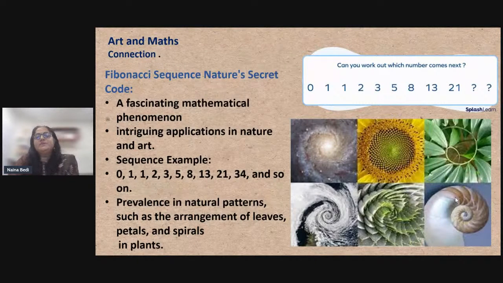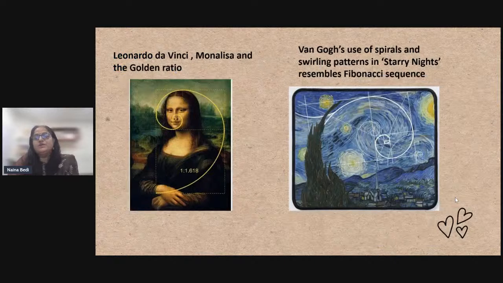And using this mathematical sequence and art together, you can see that we have two very famous paintings of the world. They also use this Fibonacci sequence and the golden ratio. I hope you also like the paintings which I am putting over here. The first one is the very famous painting by Leonardo da Vinci, Mona Lisa, which is based on the golden ratio. And the second one is by Van Gogh, using spirals, swirlings. The name of the painting is Starry Night, and it is following the Fibonacci sequence, which is a mathematical concept.